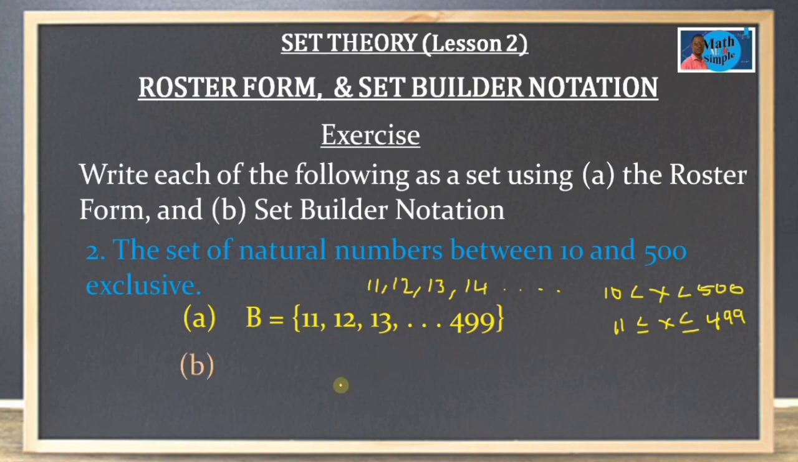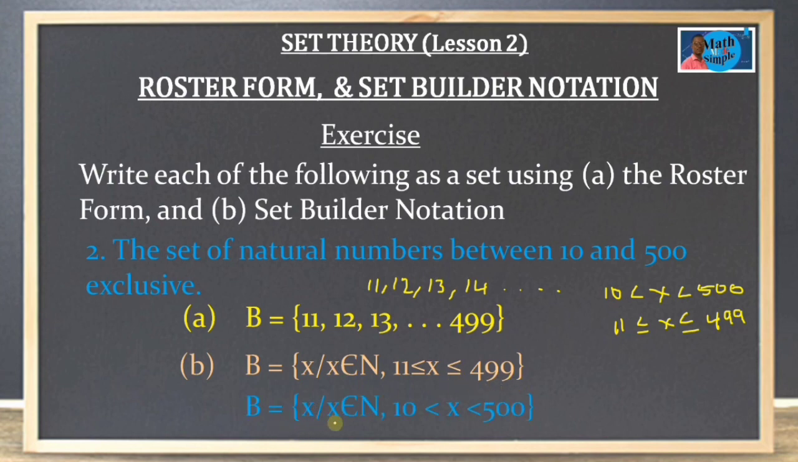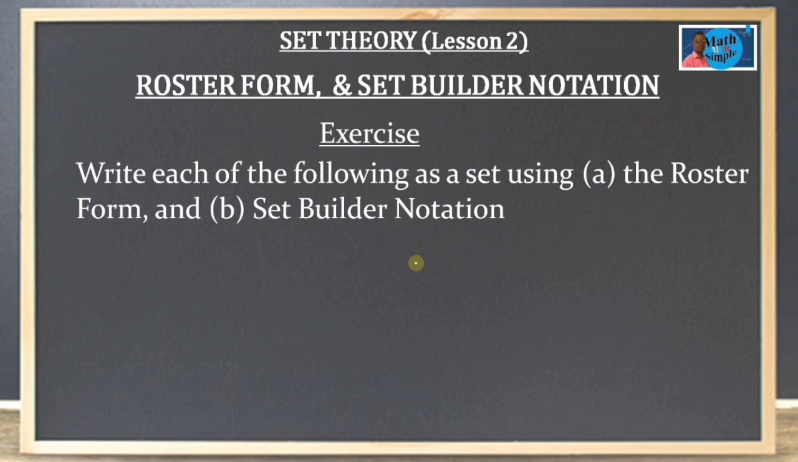All right, so we have B equals x such that x is a natural number and 11 is less than or equals to x less than or equals to 499, which is also written as x such that x is a natural number, 10 is less than x less than 500. So it means the same thing. Okay, so we look at number 3.